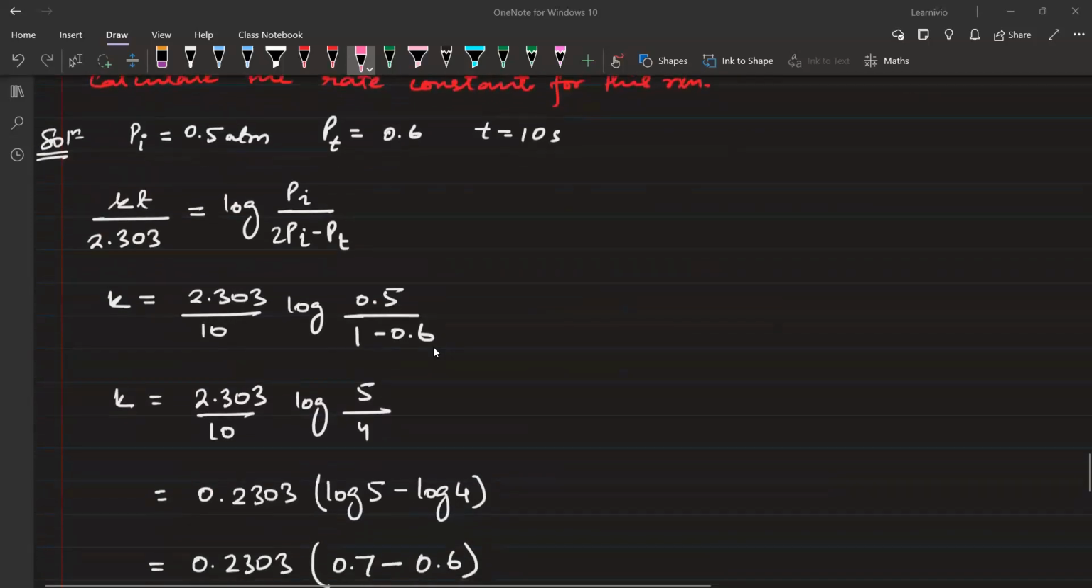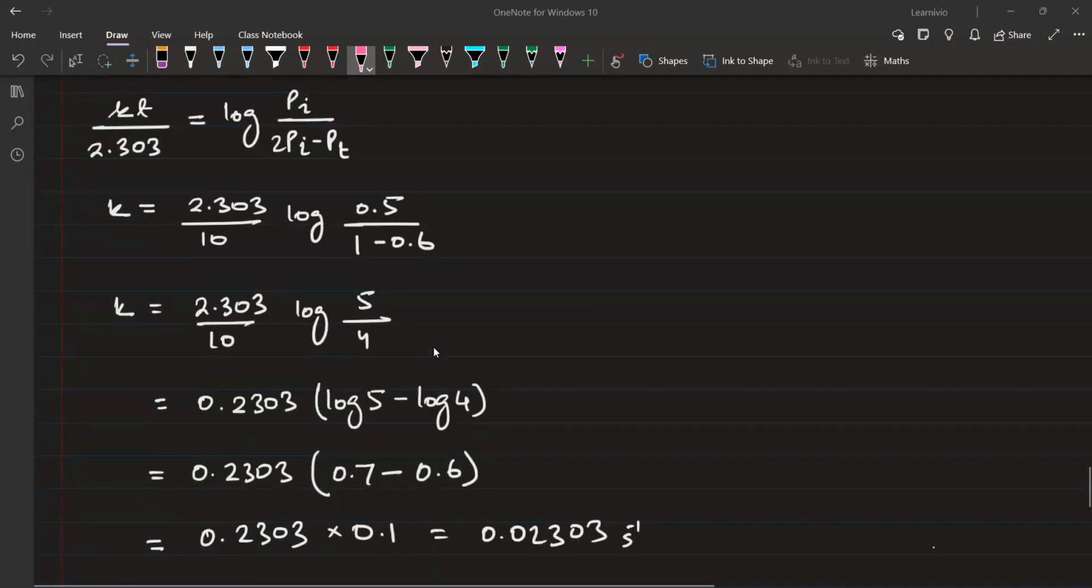See here, so we have Pi equal to 0.5 atm. P total is equal to 0.6 and time is 10 seconds. So kt upon 2.303 equals log Pi upon 2Pi minus Pt. K will be equal to 2.303 divided by 10, because 2.303 will go to the right hand side of the equation, to the numerator, and the time, which is 10 seconds, will go to the denominator. And then we have 2.303 log 0.5 upon 1 minus 0.6, so 0.5 upon 0.4, right? So one decimal place can be taken out, it will be 5 by 4. So I have directly written here log 5 by 4. Okay.